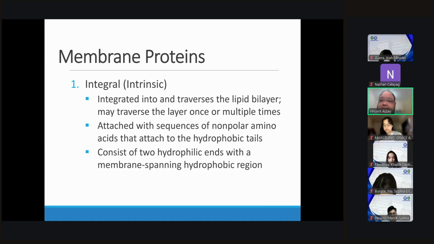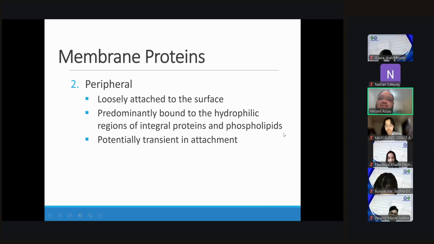And then, of course, it has two hydrophilic ends with a membrane-spanning hydrophobic region. I will elaborate on that a little later when we discuss the bilayer. Your peripheral proteins, conversely, are loosely attached to the surface, either on the outside surface or the inside surface. They are predominantly bound to hydrophilic regions rather than hydrophobic regions, and they may not always be attached to the lipid bilayer. They can potentially be transient.